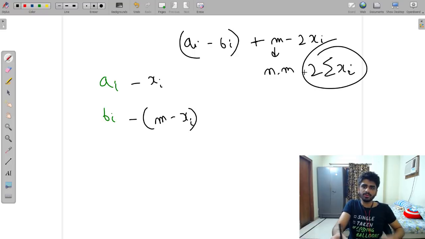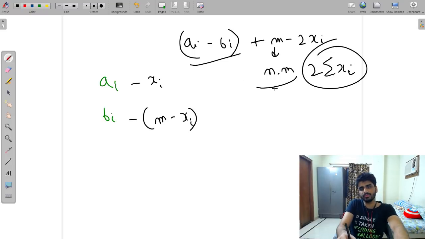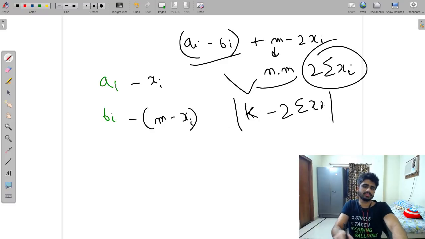So what we want to do is this value we already know, this value we already know. Let's call them capital K, the total sum, and we get K minus 2 times the summation of xi, and we want the absolute value of this to be minimum. So we need to know what can be the value of the summation of xi.